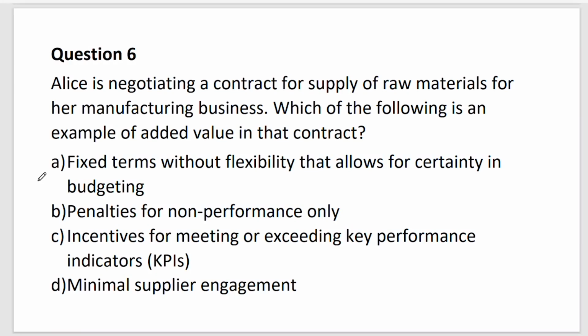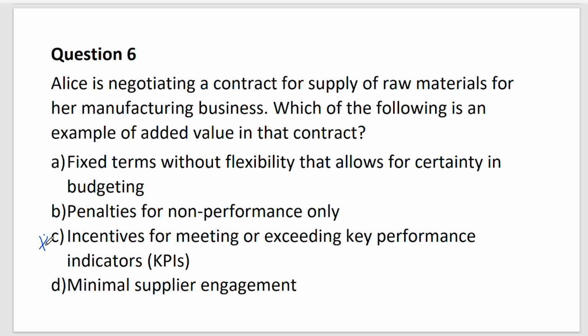So let's look at the answers. What do you have? A, fixed terms without flexibility that allows for certainty in budgeting. I mean, is that an added value when you say, look, if these terms can't change and the amount is this much and therefore that makes it easier for you to budget? Is it penalty for non-performance only? Is it incentives for meeting or exceeding key performance indicators? Is it minimal supply engagement?